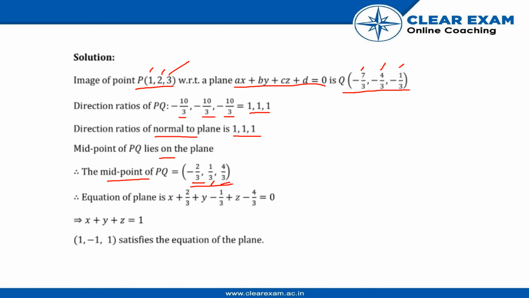Now the equation of the plane with respect to the midpoint, which we write as (x - x1), which is (x + 2/3) + (y - 1/3) + (z - 4/3) = 0. Now solving this, we take x, y, z on one side and then add these three constants: 2/3 - 1/3 - 4/3 gives us -3/3, which is -1, which comes to the other side as 1. So clearly (1, -1, 1) satisfies the equation of the plane.